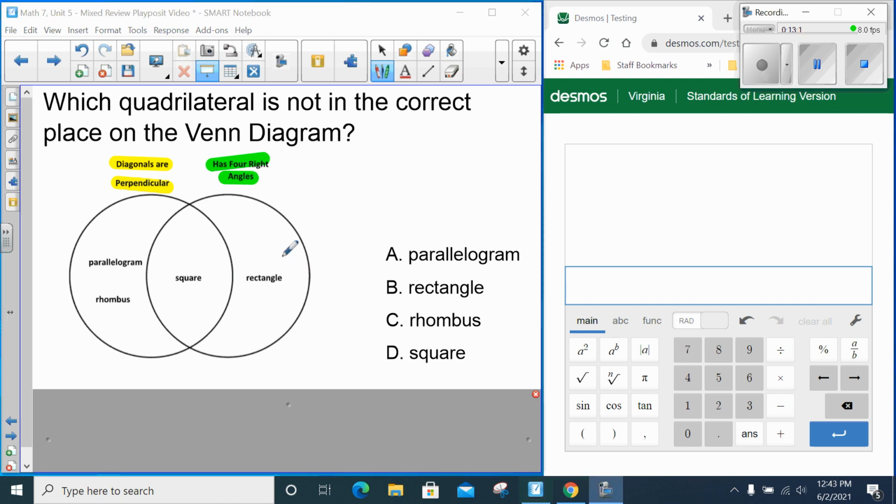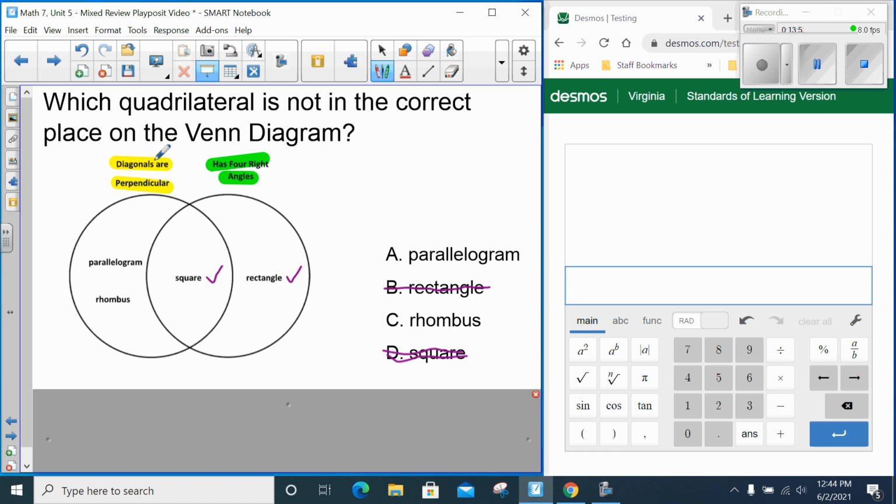So looking at the quadrilaterals listed, do I think a rectangle has 4 right angles? Yes, I know a rectangle has 4 right angles, so rectangle's in the correct spot. So I don't need to pick that. Now, does a square have 4 right angles? Yes, it does. But I also need to make sure that a square has diagonals that are perpendicular. Do the diagonals on a square cross each other at 90-degree angles? Yes, they do. So square is also in the correct spot, so we won't be needing to move that. So it's either that the parallelogram or the rhombus is not correctly in the Venn diagram.